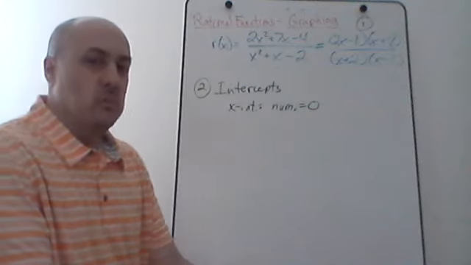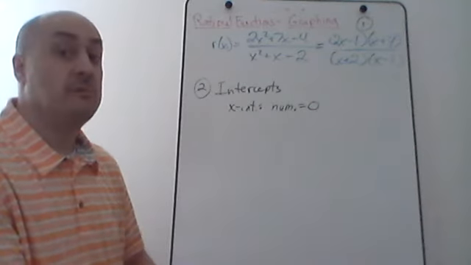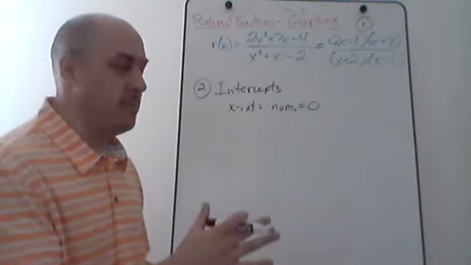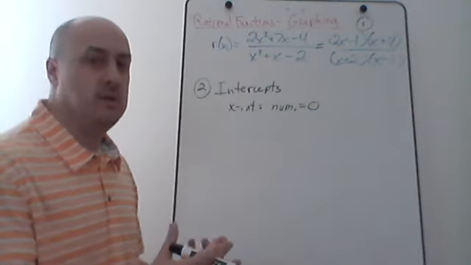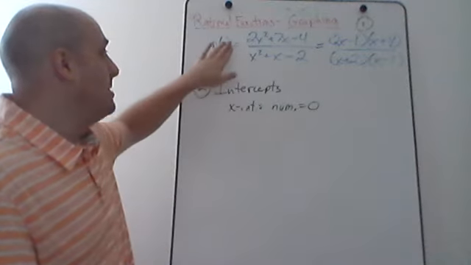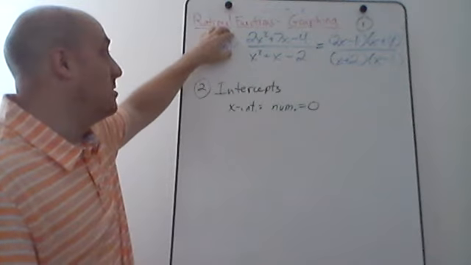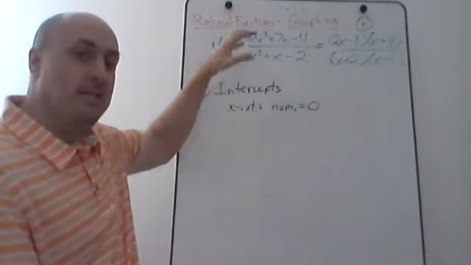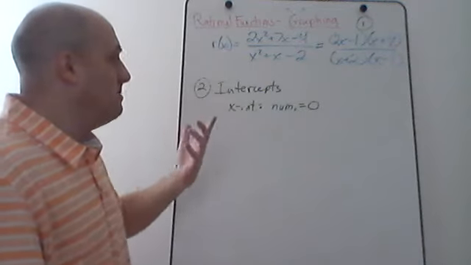All right, why do I set my numerator equal to 0 to find the x-intercept? Well, if you recall, for any type of function, it doesn't matter whether it's a rational function or a linear or quadratic or anything, if I want to find the x-intercept, I set my y, or my whole function value, equal to 0, and then I solve for x. Well, that's really what I'm doing here.